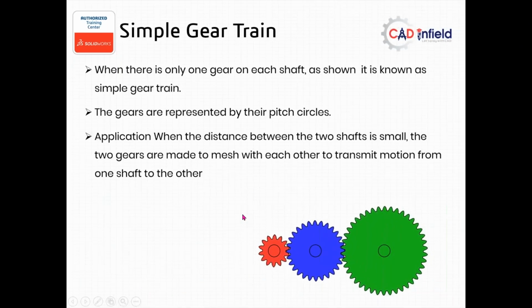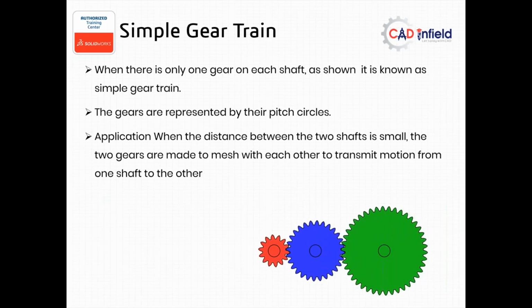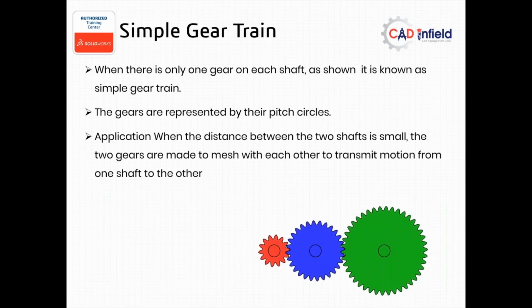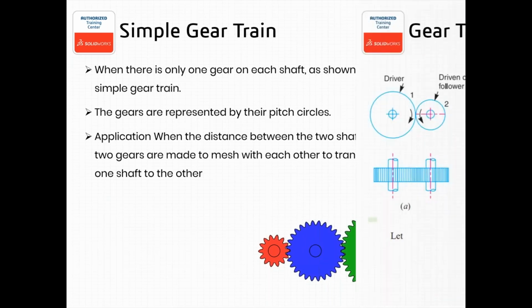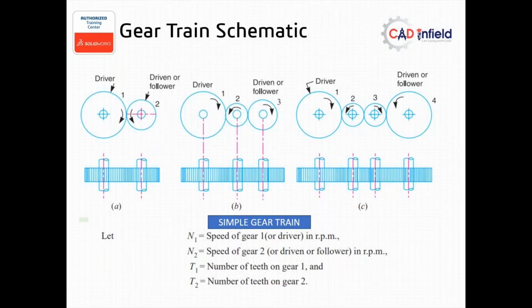I have already told you that each shaft carries only a single gear when the distance between shafts is very small and we want to transmit the power. This is the case in diagram A: one driver, one driven. Here we have an idler gear in between, and here we have two gears. So the first gear rotates in a clockwise direction, the second one in an anti-clockwise direction, the third again in clockwise, and the fourth in the reverse of that. This way the direction fluctuates.